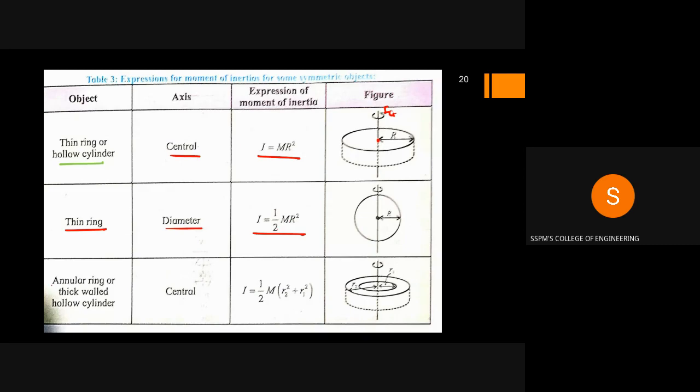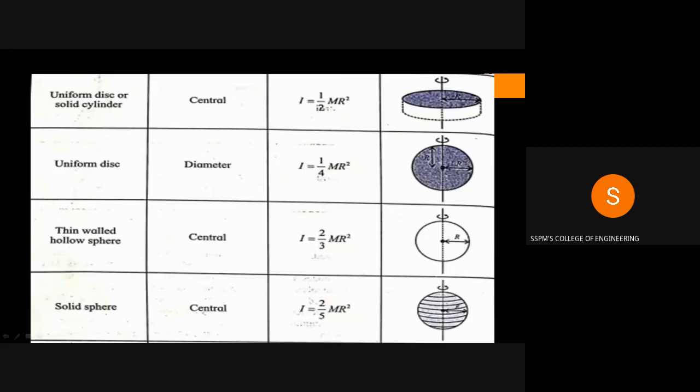Then the second object is an annular ring or thick walled hollow cylinder. Suppose we take the hollow cylinder and its inner radius is r1 and outer radius is r2. Then its moment of inertia about this central axis is 1 by 2 m (r2 square plus r1 square). For a uniform disk or the solid cylinder, central moment of inertia is mr square by 2. So this is 1 by 2 mr square.